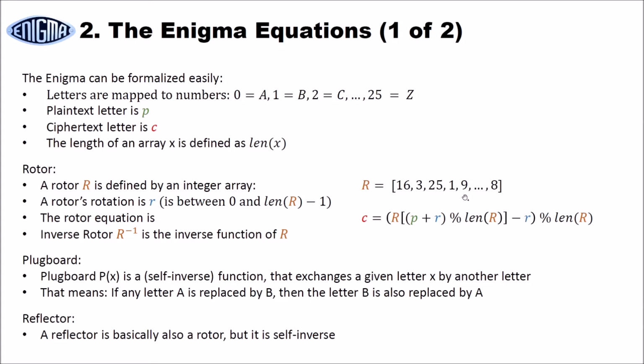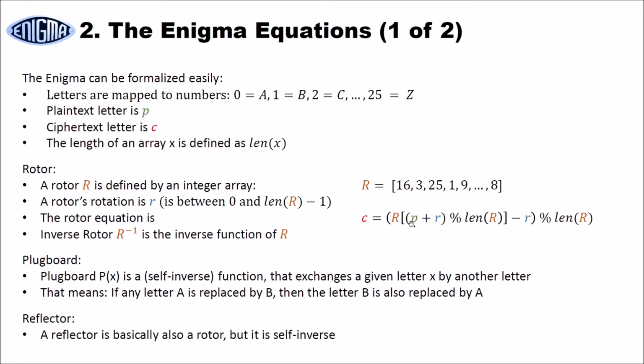And of course, they are shuffled because we want our rotor to shuffle our letters, also to encrypt our letters. And then a rotor, of course, in the Enigma machine has a rotation, and the rotation is defined as R. And of course, a rotor's rotation is between 0, so it's non-rotated, and the length of the rotor minus 1.